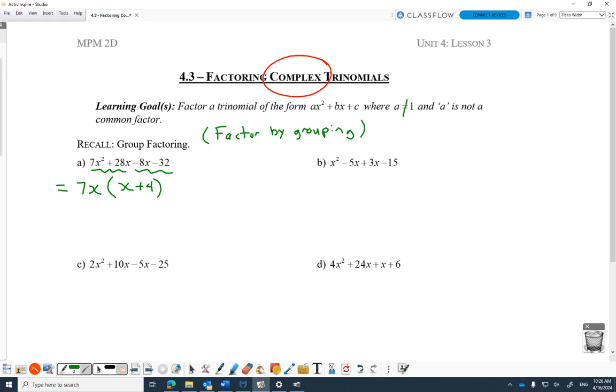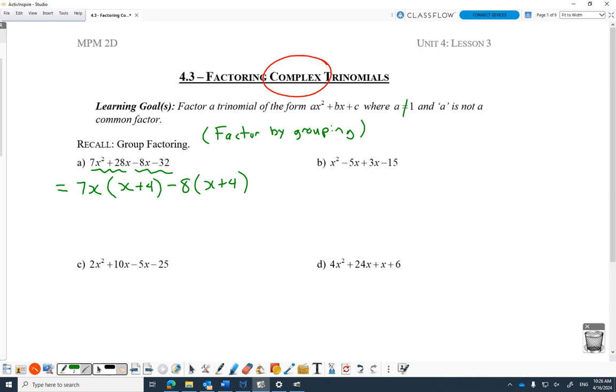What's the biggest number that divides into both 8 and 32? Negative 8 divides into both those. And he took the negative with him. And if factor by grouping works, what you get in the second bracket is the same as what you got in the first bracket. See, it comes out to x plus 4. That's when you take a deep breath and go, factor by grouping is going to work when that happens.